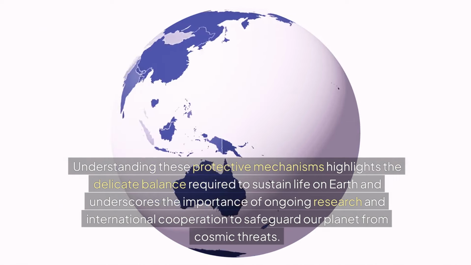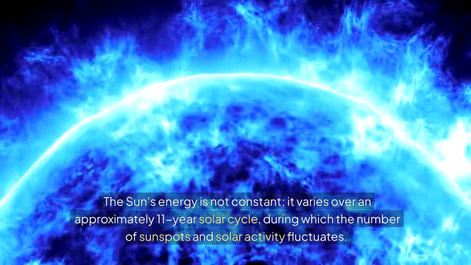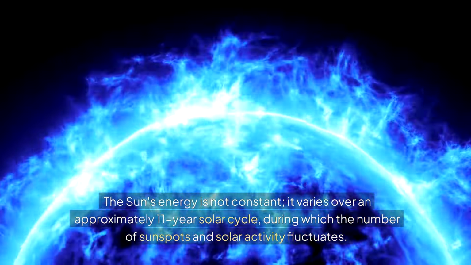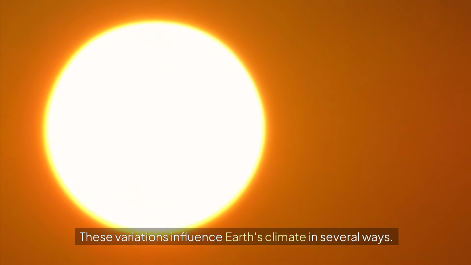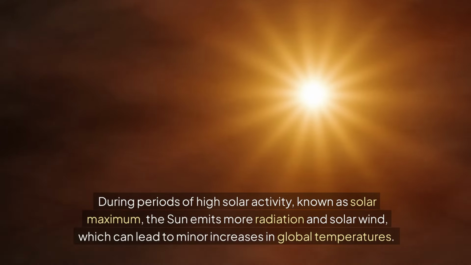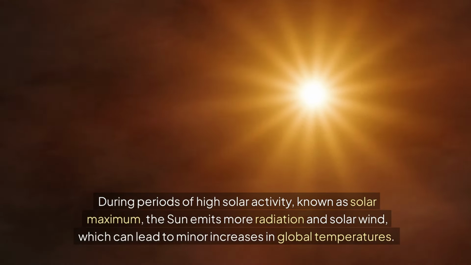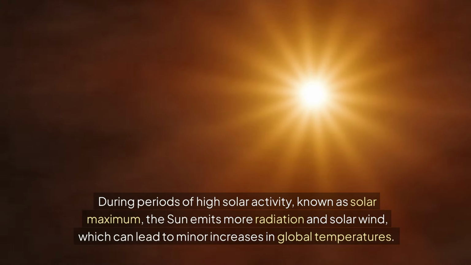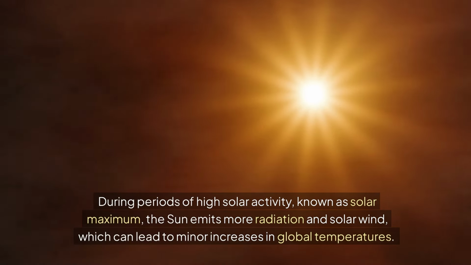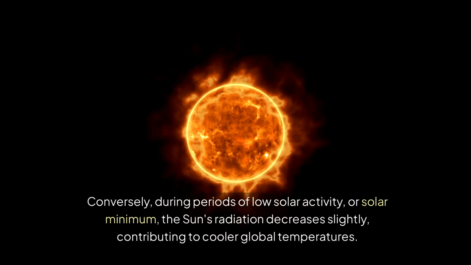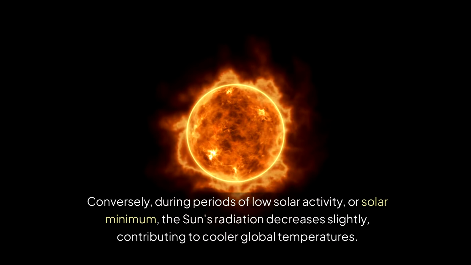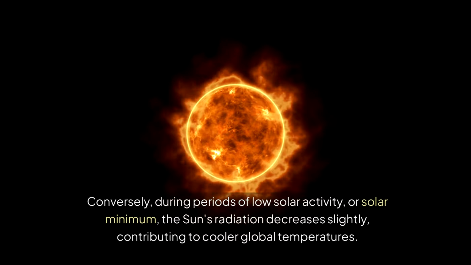The sun's energy is not constant. It varies over an approximately 11-year solar cycle, during which the number of sunspots and solar activity fluctuates. These variations influence Earth's climate in several ways. During periods of high solar activity, known as solar maximum, the sun emits more radiation and solar wind, which can lead to minor increases in global temperatures. Conversely, during periods of low solar activity, or solar minimum, the sun's radiation decreases slightly, contributing to cooler global temperatures.